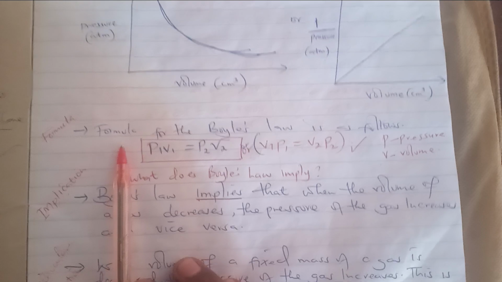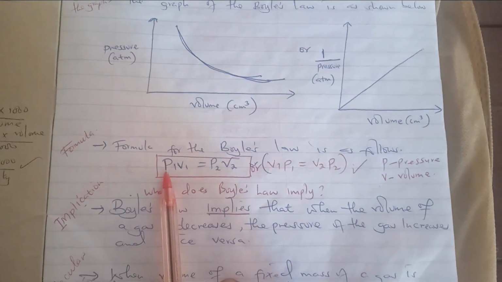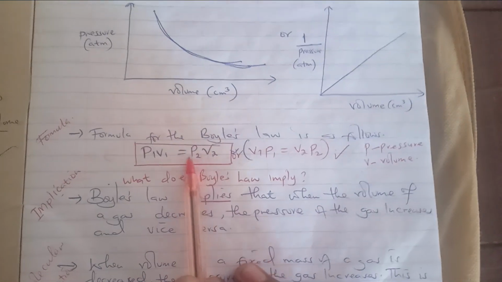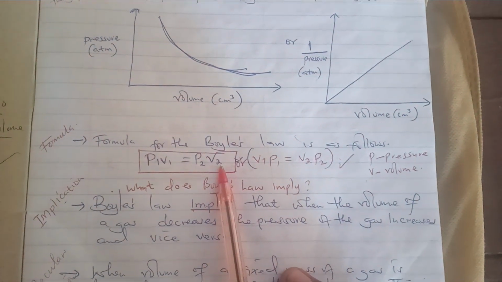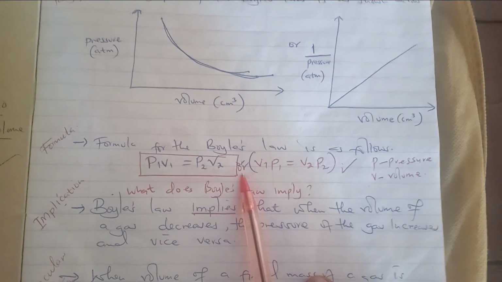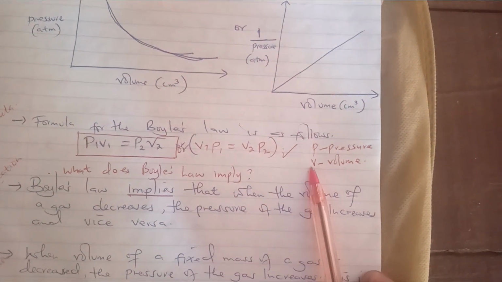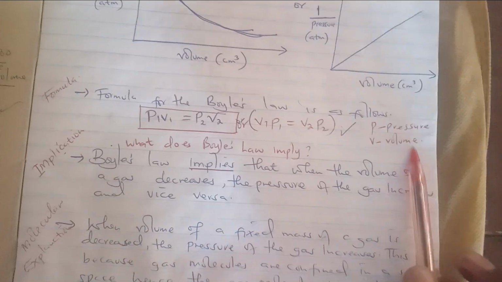Formula. The formula for Boyle's law is as shown. Pressure 1 times volume 1 is equal to pressure 2 times volume 2. That is P1 V1 equals P2 V2, or V1 P1 equals V2 P2, where P represents pressure and V represents volume.